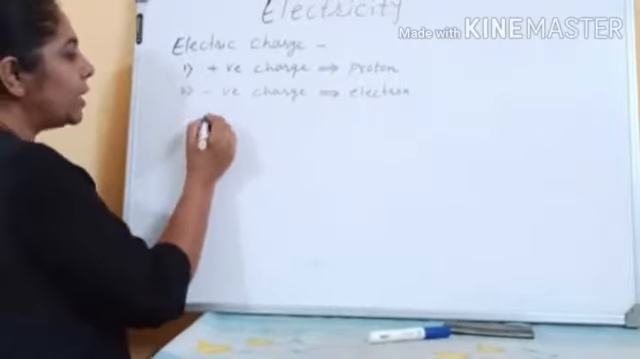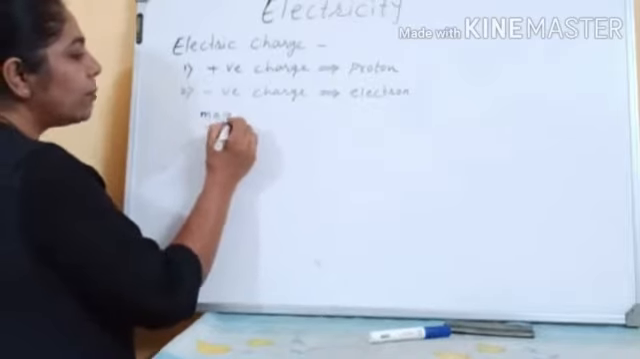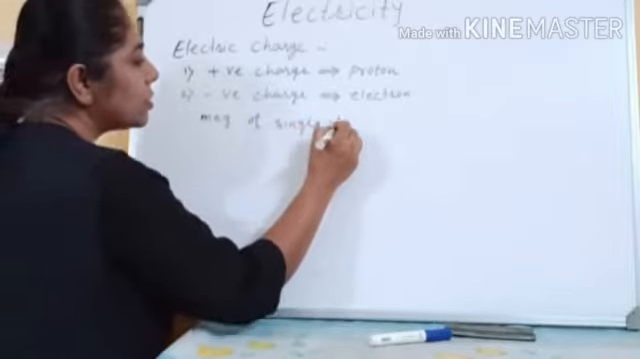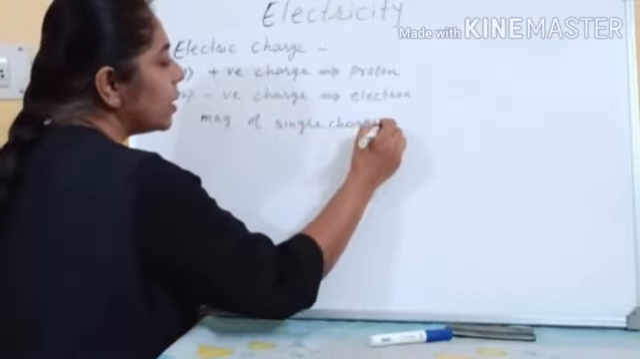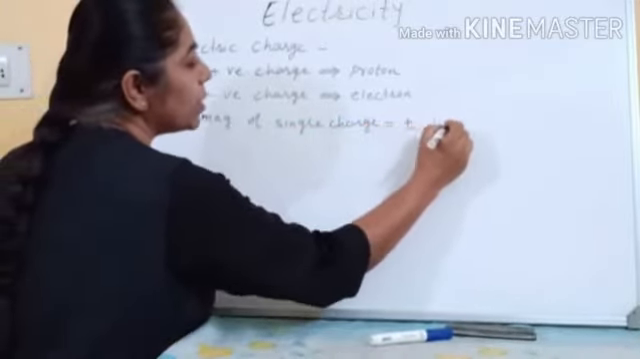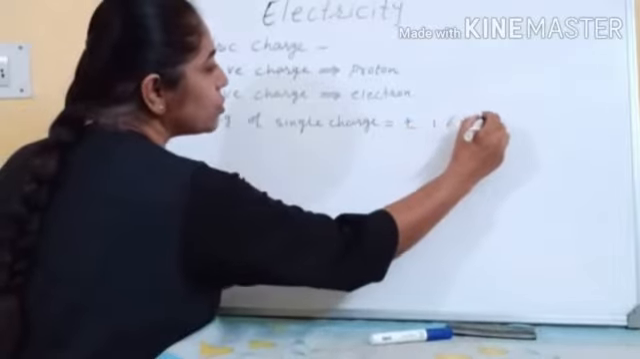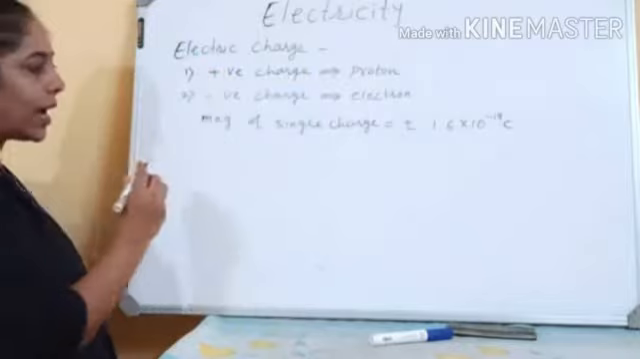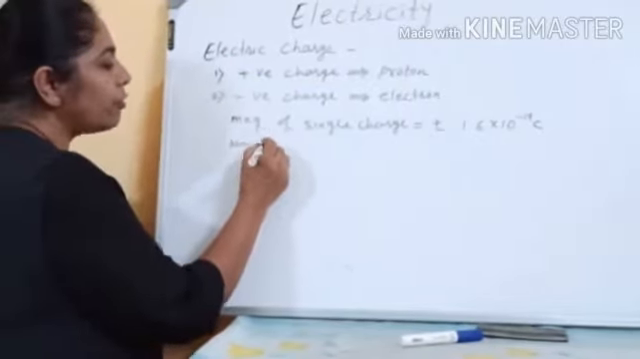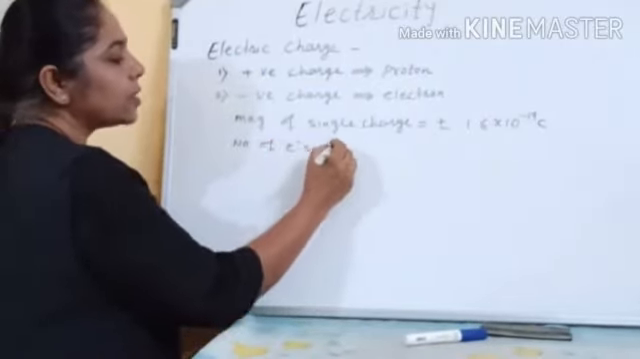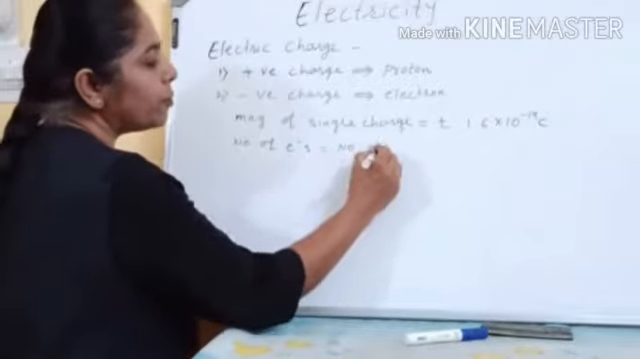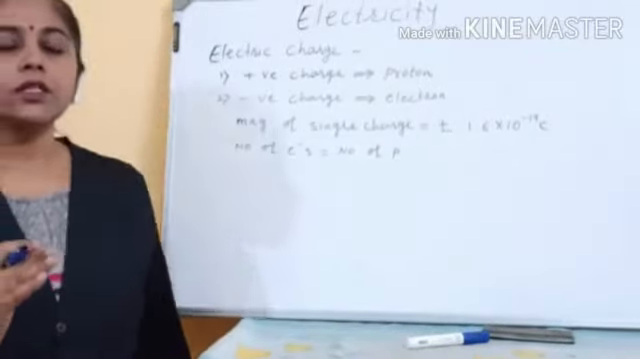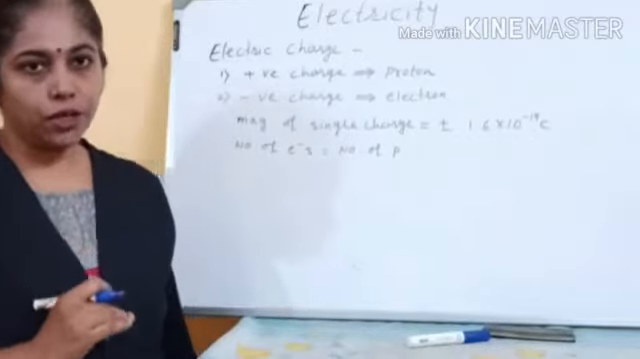So the fundamental magnitude of a single charge is plus or minus 1.6 × 10^-19 coulomb. In every atom, the number of electrons is equal to the number of protons. Therefore, every atom is neutral in nature.